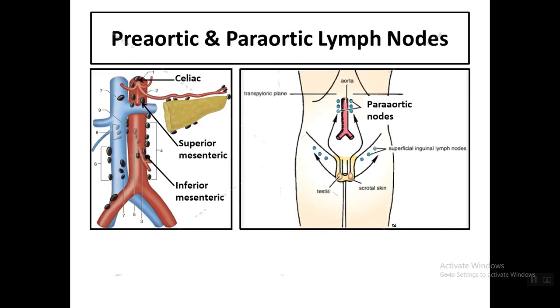aorta. The pre-aortic nodes are situated around the origin of the main vessels, the 3 midline visceral branches: celiac nodes around the celiac trunk, superior mesenteric node around the origin of the superior mesenteric artery, and the inferior mesenteric nodes around the origin of the inferior mesenteric artery. These are the para-aortic or lumbar nodes situated on both sides of the aorta.